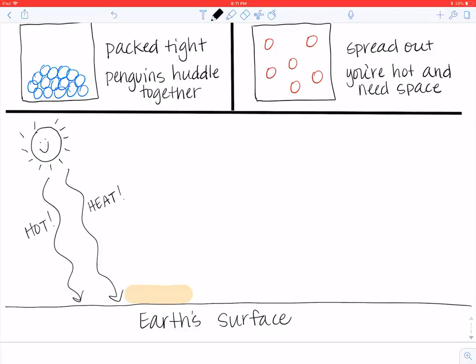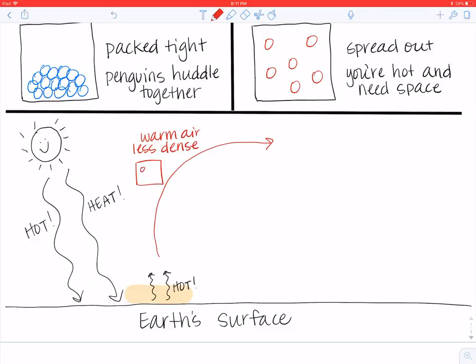What do you think the air right there at that colored part is going to feel like if the sun is beating down on that part of Earth's surface? Yeah, that air is going to feel warm. This is hot air. What do we know hot air does? Good. Hot air begins to rise. It rises because it's less dense. Remember, the particles are really spread out. This is like low pressure.